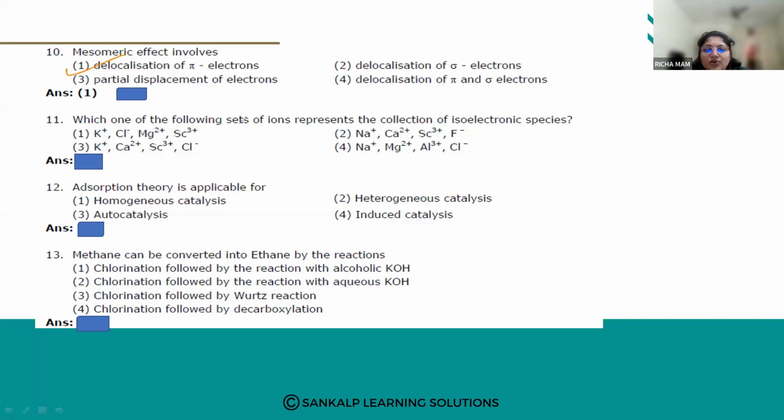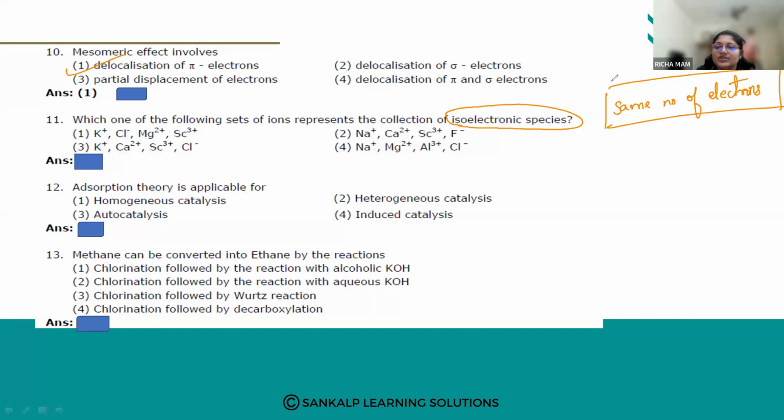Next one: which of the following sets of ions represents a collection of isoelectronic species? Isoelectronic species means the same number of electrons. What do you mean by isoelectronic species? Same number of electrons.